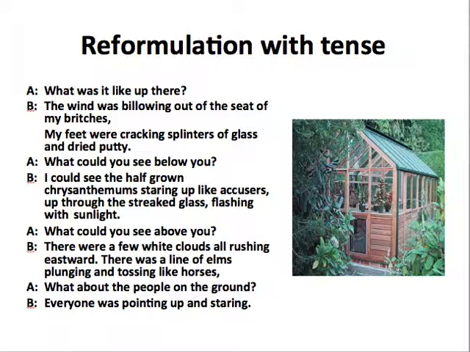What could you see below you? I could, and now we're using could as a past tense marker, I could see the half-grown chrysanthemums staring up like accusers up through the street glass, flashing with sunlight. What could you see above you? There were a few white clouds all rushing eastward. There was a line of elms plunging and tossing like horses. What about the people on the ground? Everyone was pointing up and staring. So now we've reformulated with both tense and aspect.